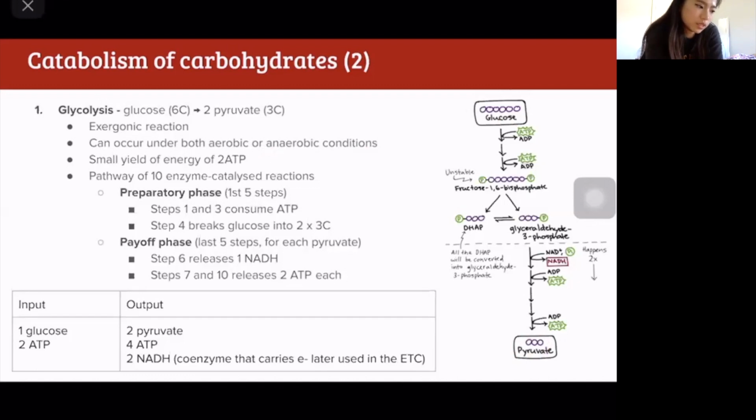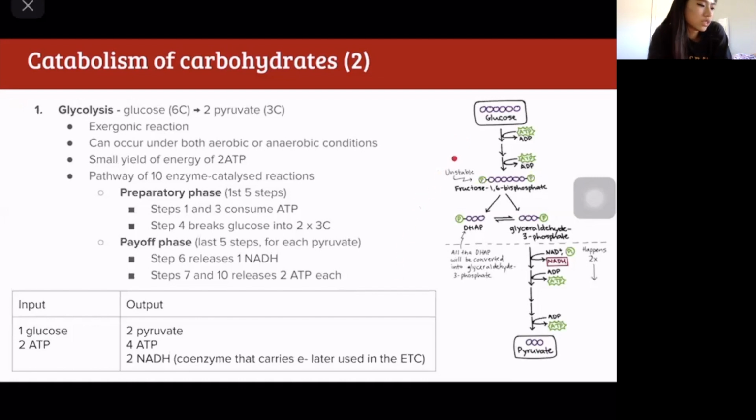So the first 5 steps are called the preparatory phase, and the last 5 steps are called the payoff phase. Steps 1 and 3 consume ATP, while step 4 breaks glucose into 2 3-carbon molecules. Step 6 releases 1 NADH, and steps 7 and 10 release 2 ATP each. To be honest, we weren't tested on the individual steps, but I think these things are good to know and just memorize. But you don't need to memorize in detail as in the diagram on the right.